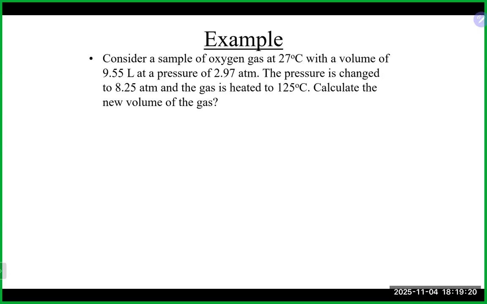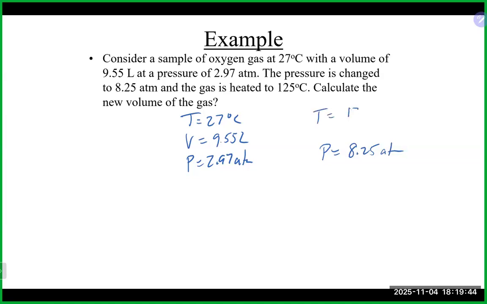All right, so again, we're just going to kind of pull out the information. I got a temperature that is 27 degrees Celsius. I got a volume that's 9.55 liters and a pressure there of 2.97. Got myself another pressure of 8.25. Got me another temperature there of 125 degrees Celsius, and we were looking for a volume.